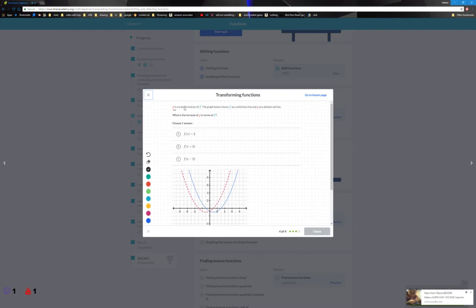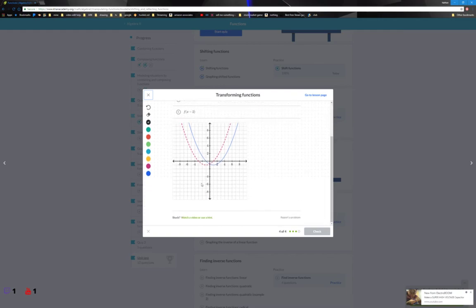All right, g is a transformation of f. The graph below shows f is a blue line and g is a red line. What is the formula of g in terms of f? So, g in terms of f. So this is another horizontal shift. You can see it shifts over to the right 2 to get from red to blue. Always to the right 2.